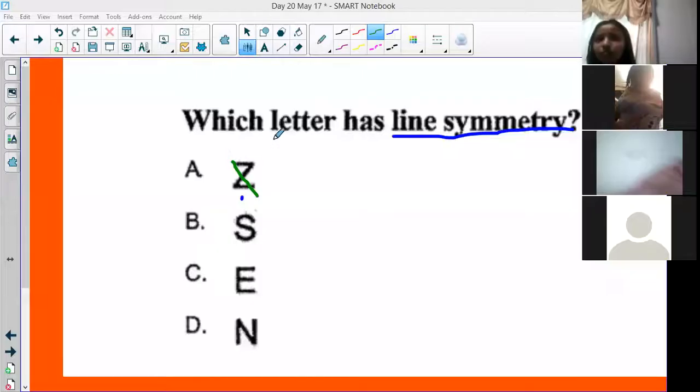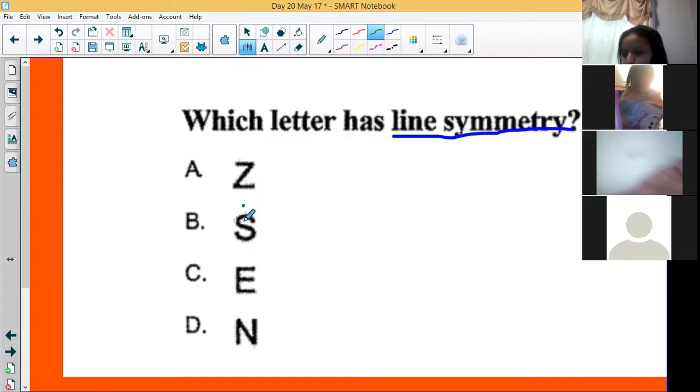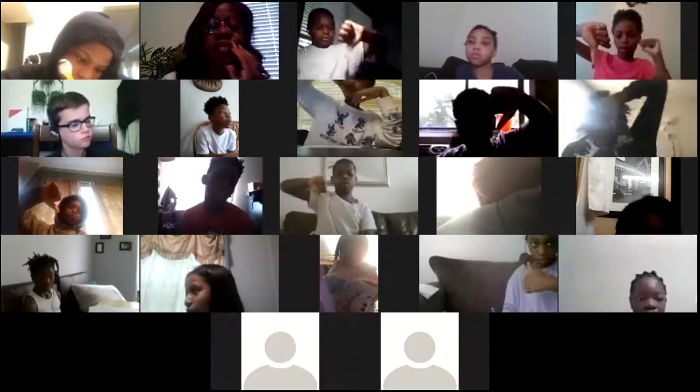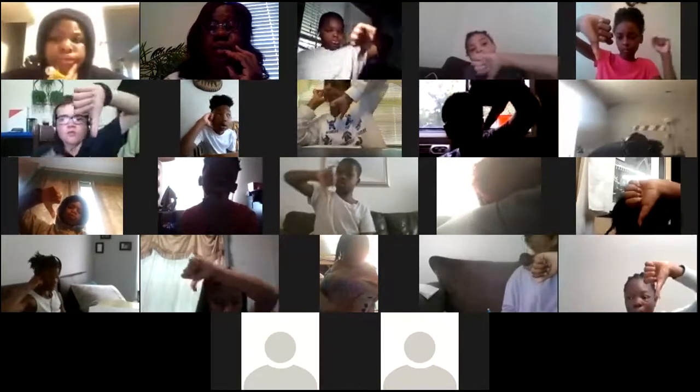Let's go to the letter S. Draw your line straight down the middle for S and tell me, do you think it is symmetrical? Thumbs up or down? Still waiting on y'all to put your thumbs. I don't see everybody's thumb. Up or down? All thumbs should be down. You're exactly right.